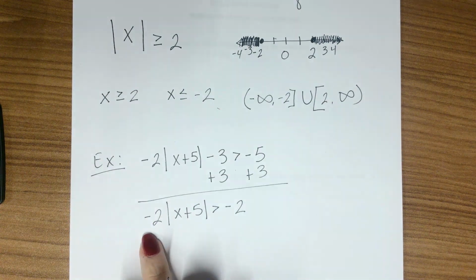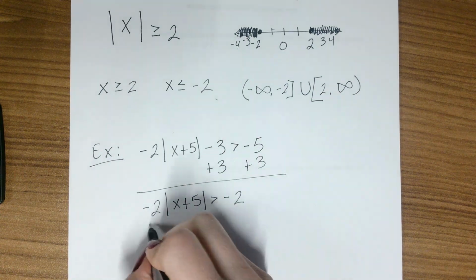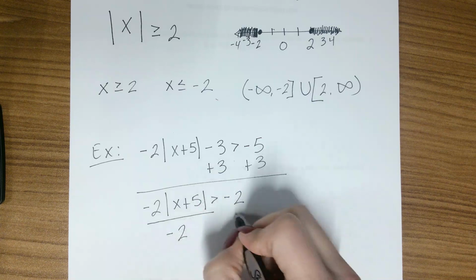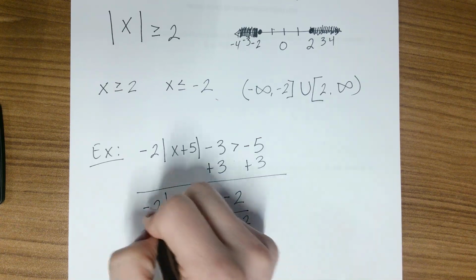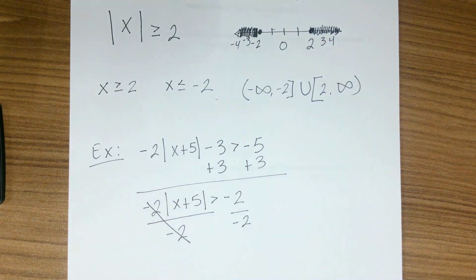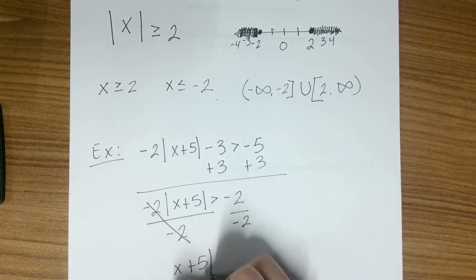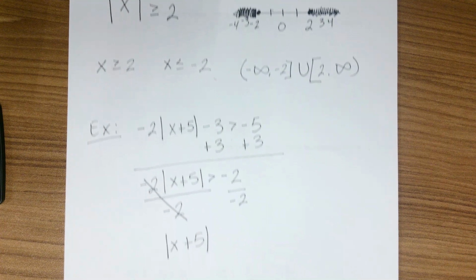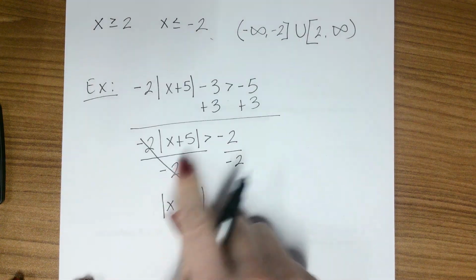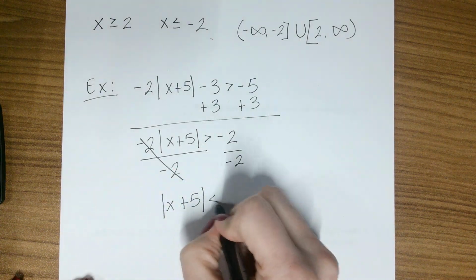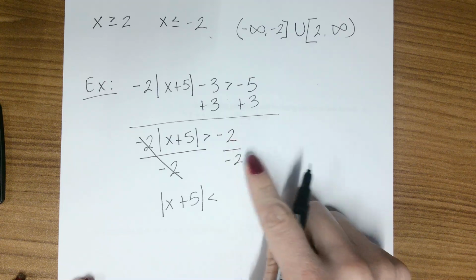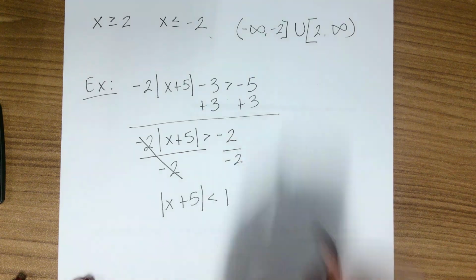And I still have the negative 2 on the outside. It's being multiplied, so I will divide both sides by negative 2. Negative 2, negative 2 give me 1, so I get 1 times the absolute value of x plus 5, which we can just write as the absolute value of x plus 5. I divided by a negative, so I do need to flip my inequality symbol, and negative 2 divided by negative 2 is a positive 1.